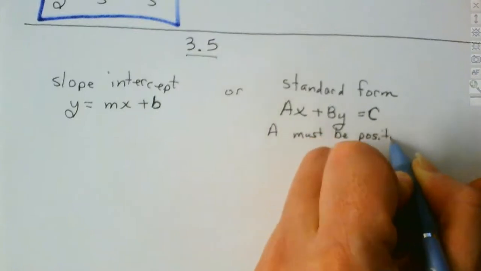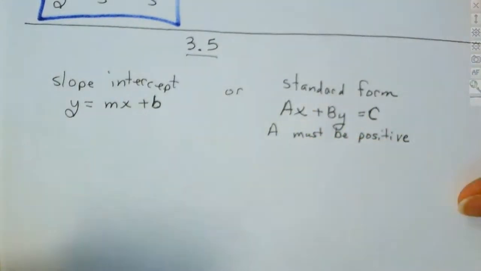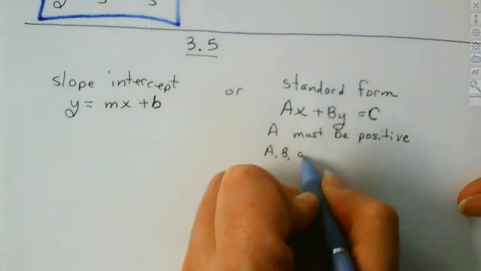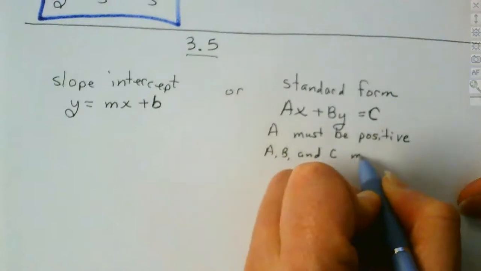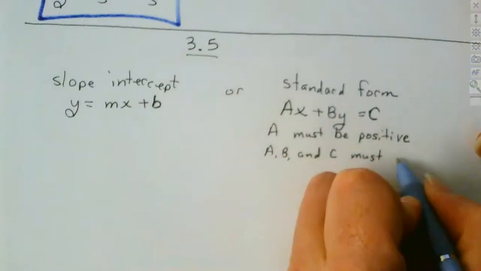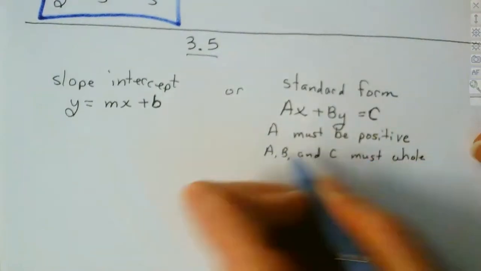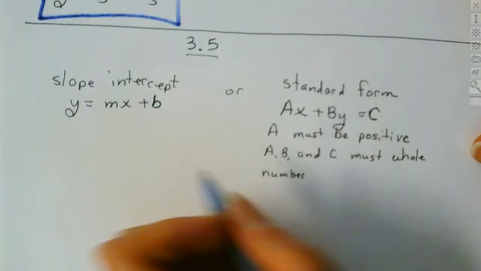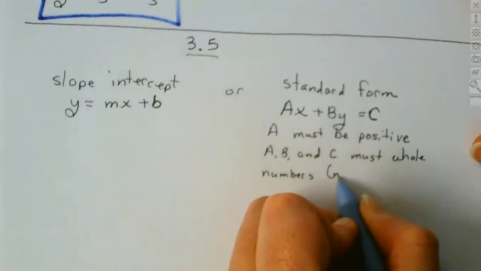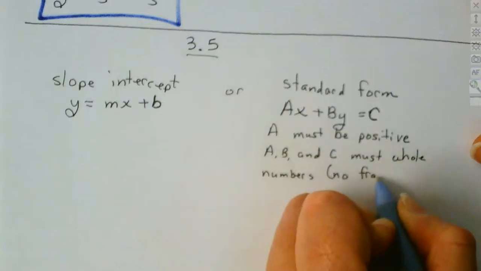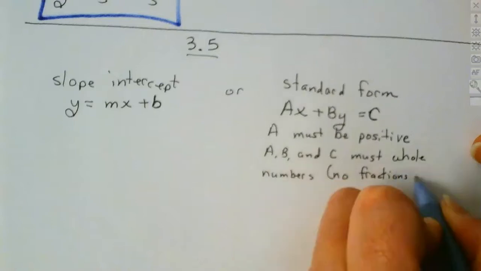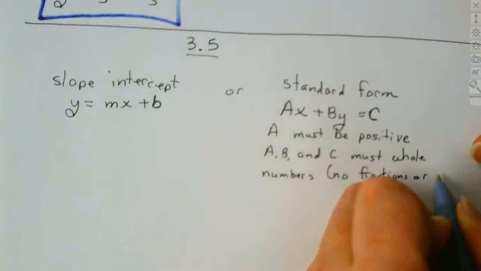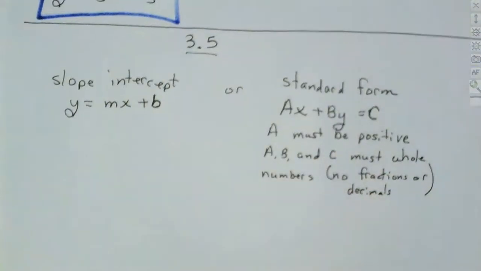Now, it has some limitations because A must be positive. So it has to start off with a positive value. And A, B, and C must be whole numbers. So no fractions or decimals.